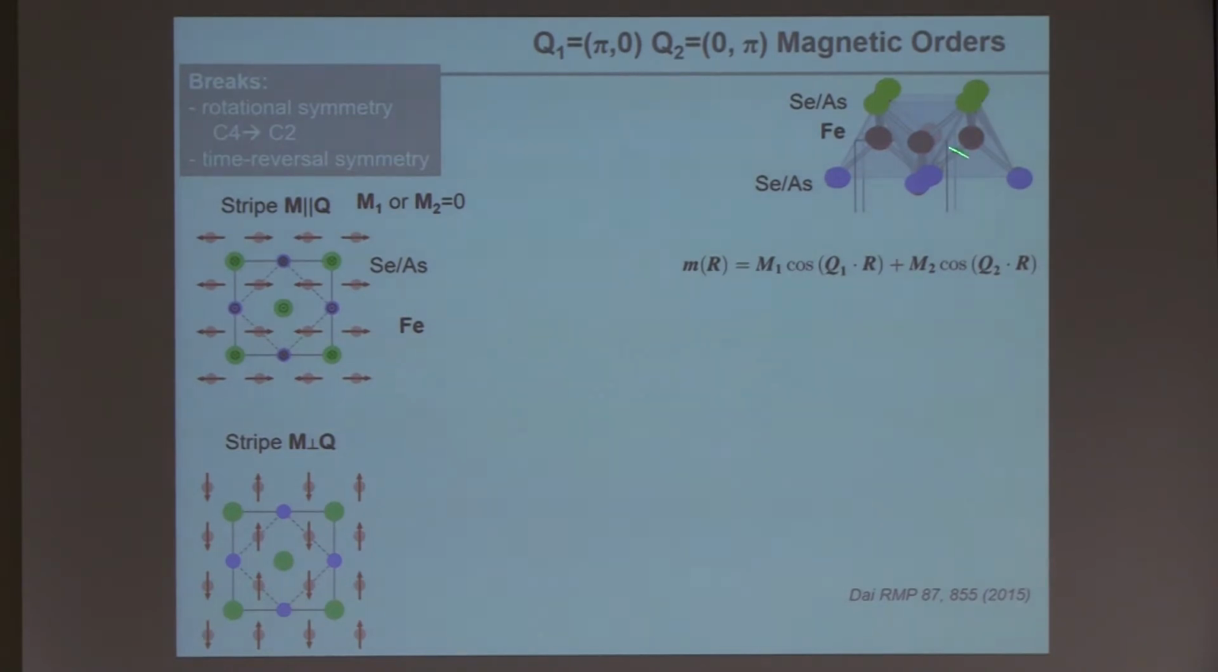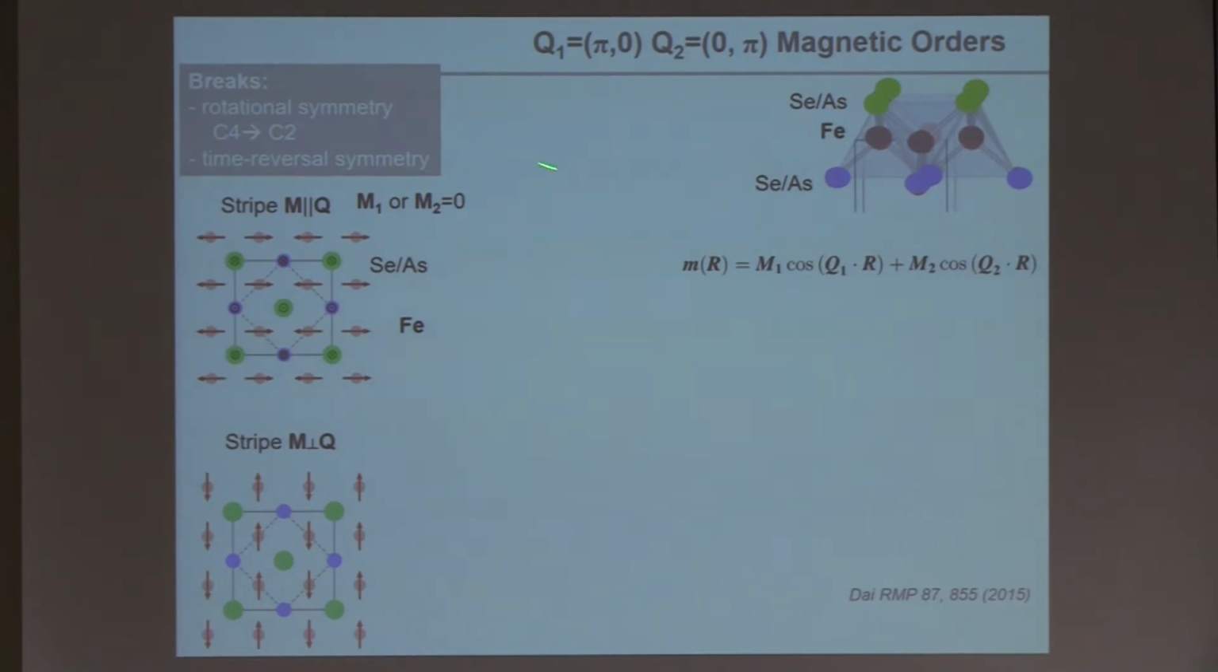What I'm showing, from the top, is this plane of iron with selenium or arsenic. Selenium on the top is in green, selenium on the bottom is in violet. And I'm showing here how the possible orderings look if I break this rotational symmetry. So if I go to C2, to an orthorhombic structure, with a little structural distortion, and also break time reversal symmetry, the kind of order that one can obtain is a stripe order.